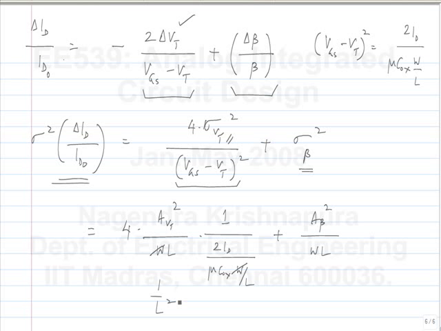Any questions on the calculations we did? This part is clear. So what we did was to assume that there is an error in beta, delta beta, and an error in the threshold voltage delta VT, plugged it into the expression, expanded it out, neglected all the higher order terms, and we were left with this part, okay. When we normalized it to the drain current, this is what we were left with, okay.